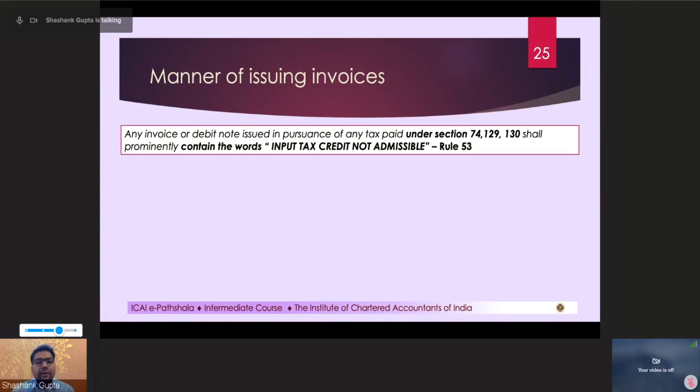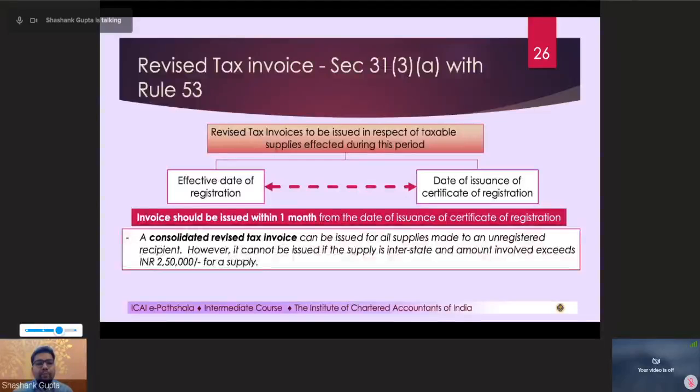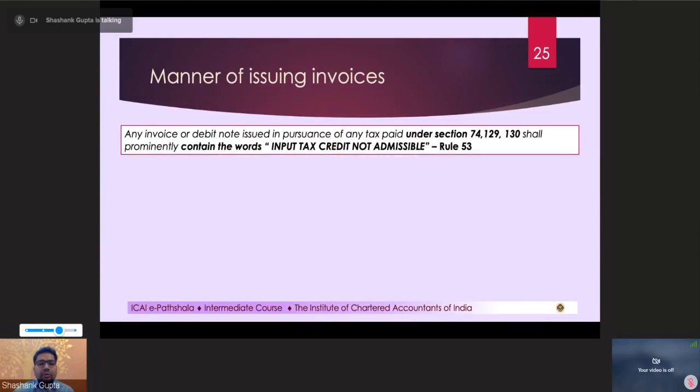If any invoice or debit note is issued in pursuance of section 74, 129 and 130. What are these sections? These sections talk about recovery of tax in case of tax evasion, that is demand and recovery. In these cases, if an invoice is issued, the words "input tax credit not admissible" have to be mentioned on the face of the invoice. So this is all about tax invoice.